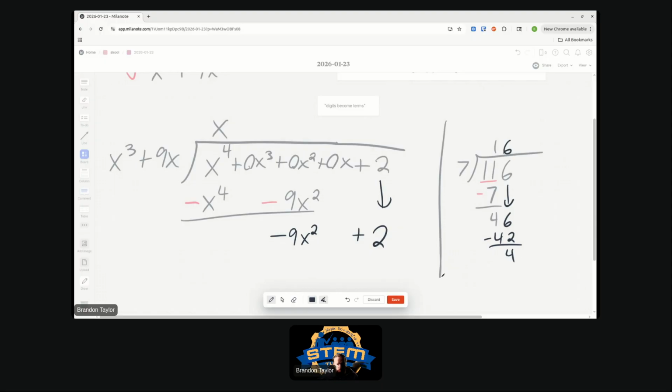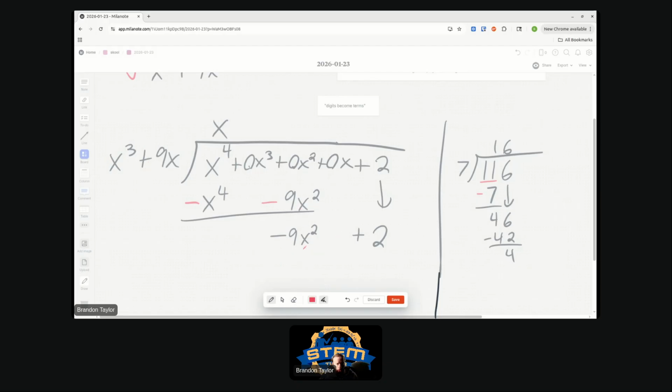And then think about it. Once you get over here, let's say you actually get to the remainder. Here we're actually already at the remainder, as weird as this looks. This right here is the remainder. How do we know it's the remainder? Because the degree of the leading term is less than the degree of the divisor. And that's actually how you know that you've gotten low enough to have the remainder.